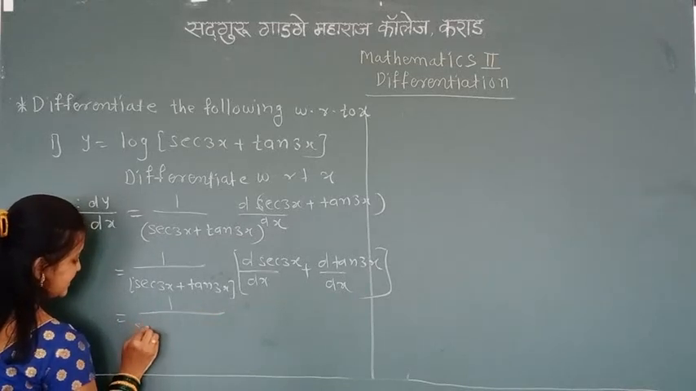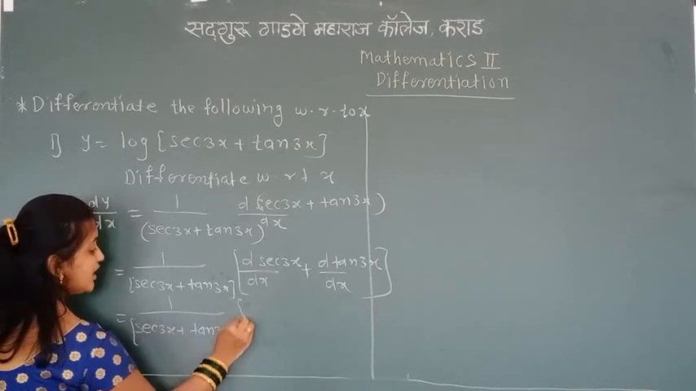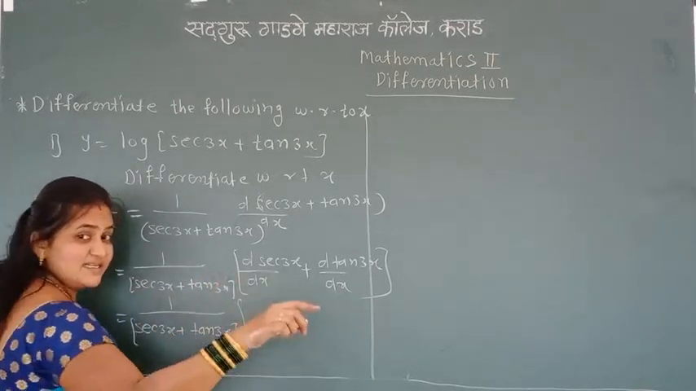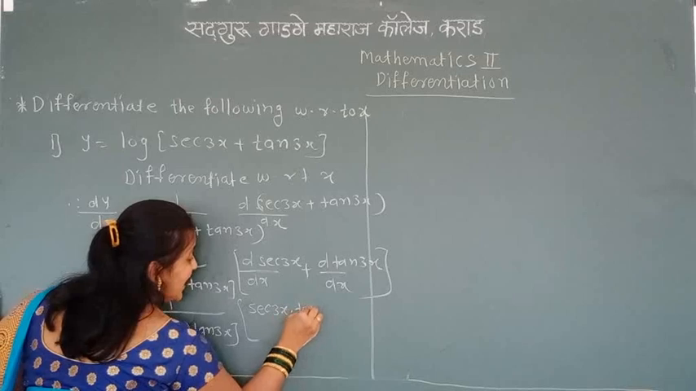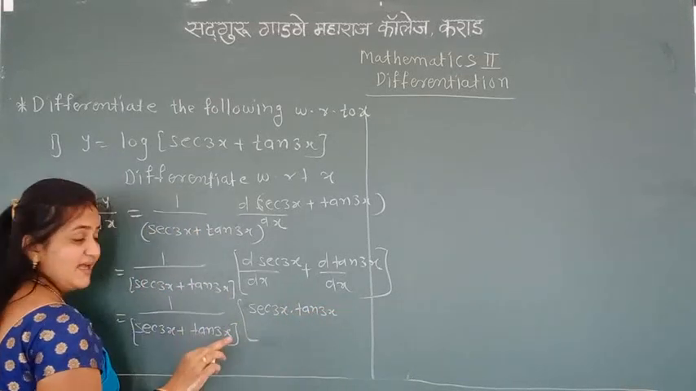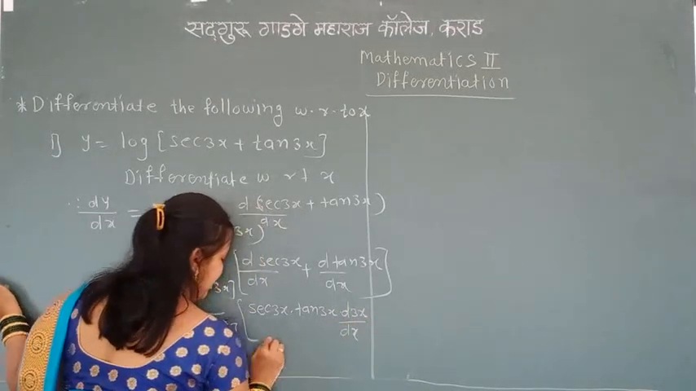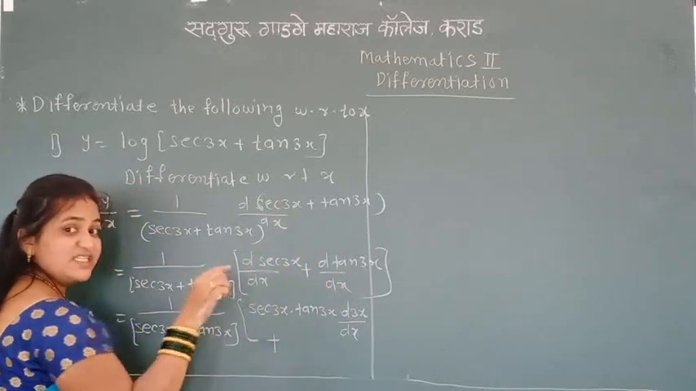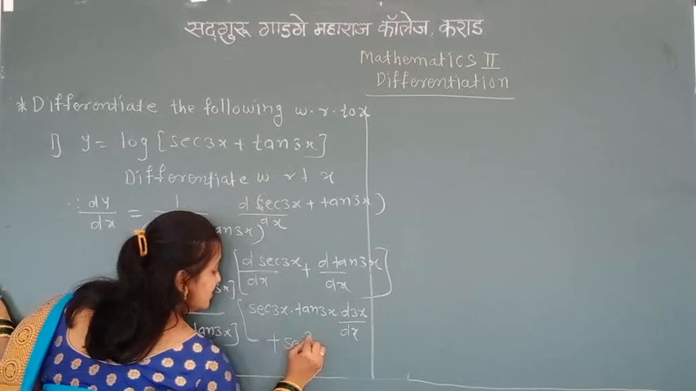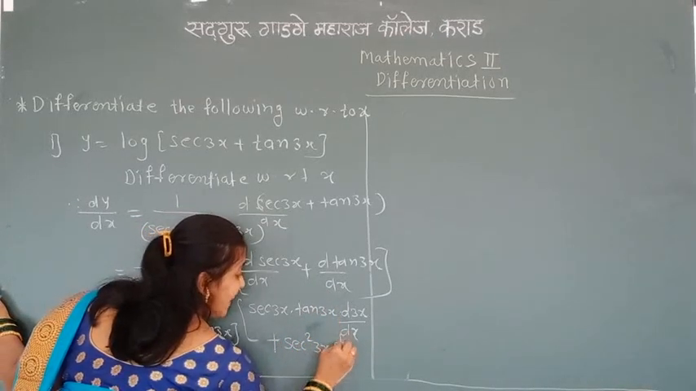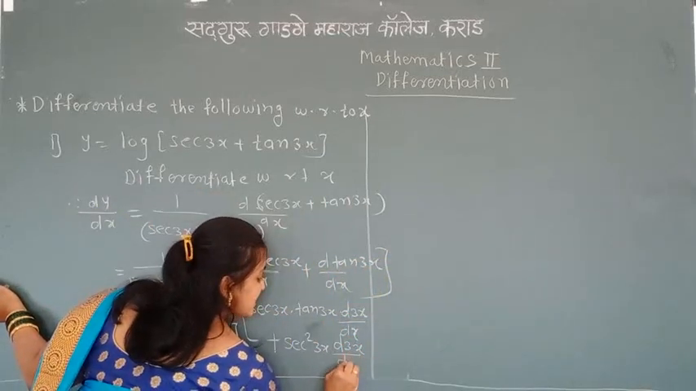So, 1 upon sec 3x plus tan 3x as it is. Now, the derivative of sec x is sec x tan x. So, the derivative of sec 3x is sec 3x into tan 3x, and again I find the derivative of 3x with respect to x. Similarly, plus the derivative of tan x, which is sec square x. So, the derivative of tan 3x is sec square 3x, and again I find the derivative of this 3x because this is the composite form. So, 3x with respect to x.